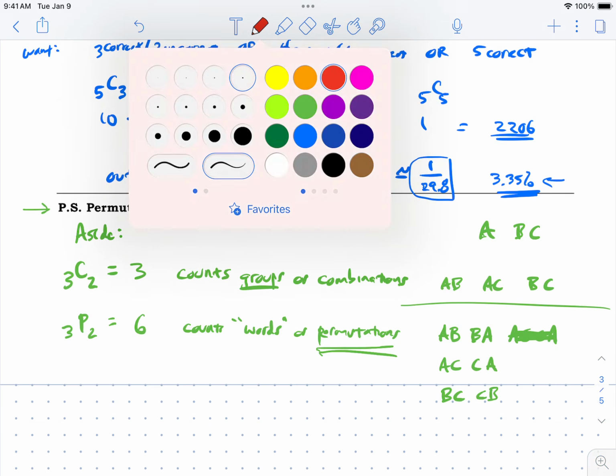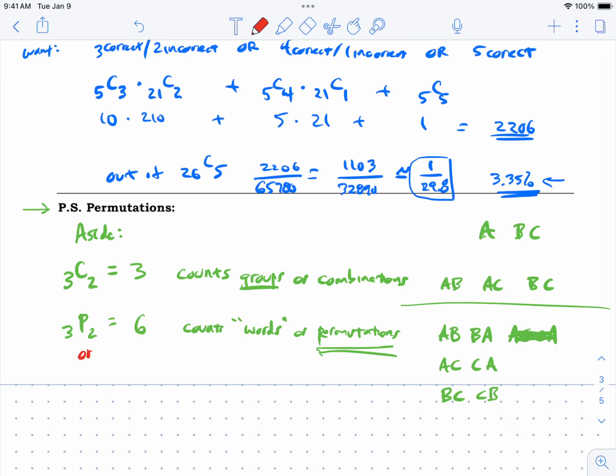So again, the main difference is here, when you're counting permutations, order matters. A different order counts as a different permutation. It adds to your count. Whereas here, with combinations, order does not matter. If you turn them around, it does not add to your count. Order does not matter. So that's it.